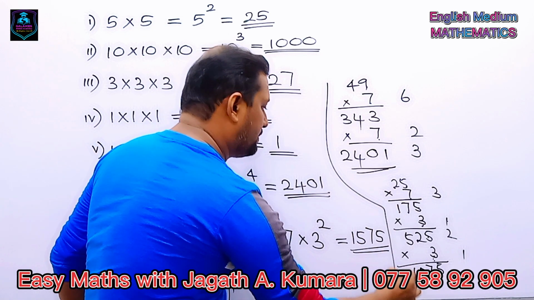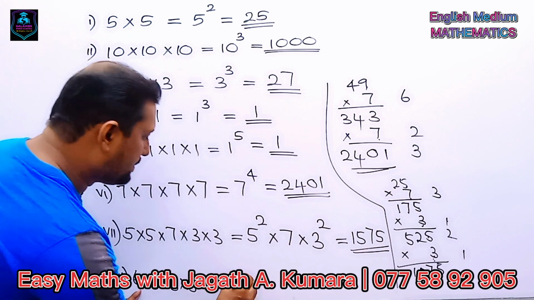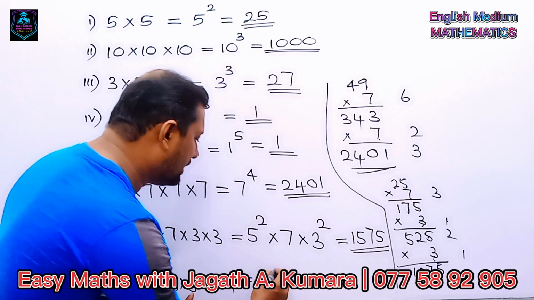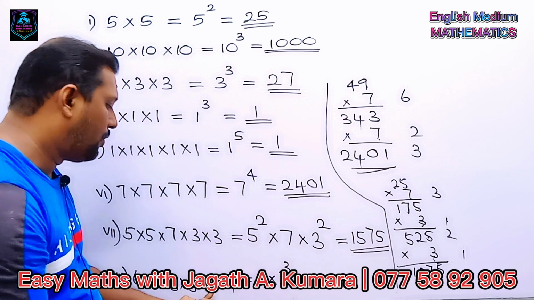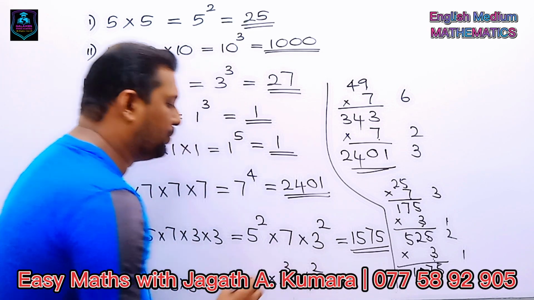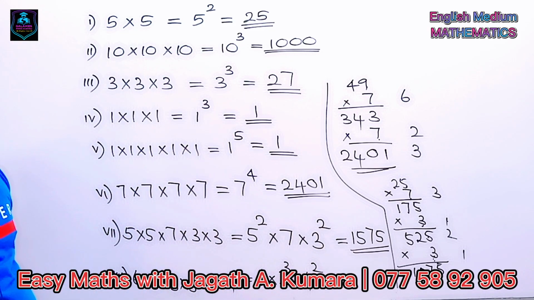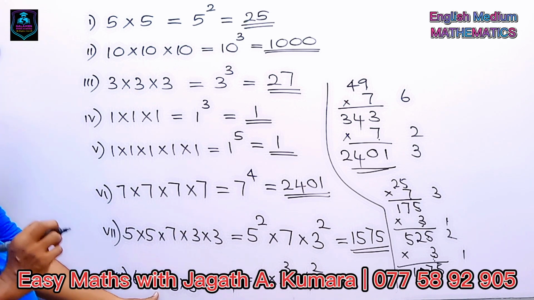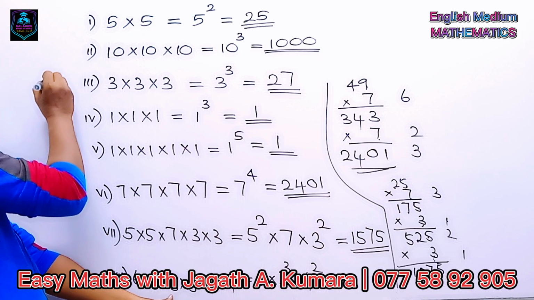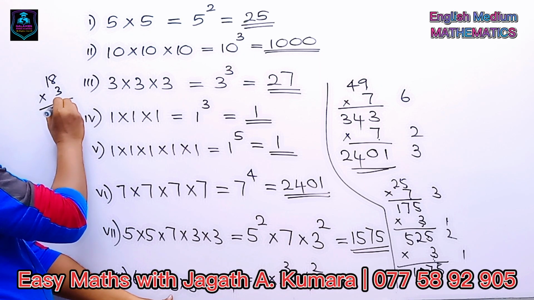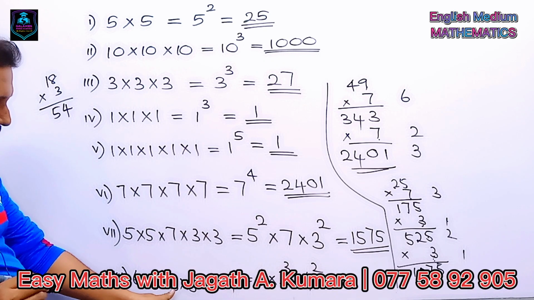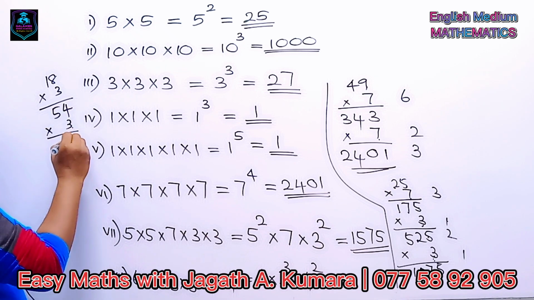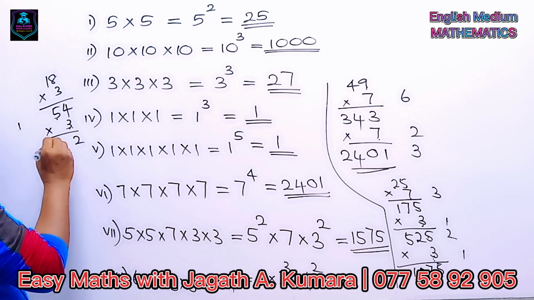Then last one, look at 6 multiply 3 multiply 3 multiply 3, 3 to the power 3, 4 multiply 4, 4 to the power 2. Then also you have to multiply these values. 6 times 3, 18. 18 multiply 3 is 54. 54 multiply 3, 12 remaining 1, 15 plus 1, 16.